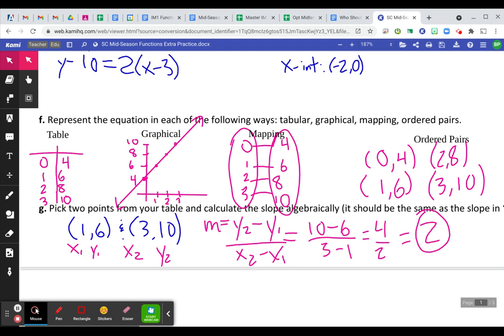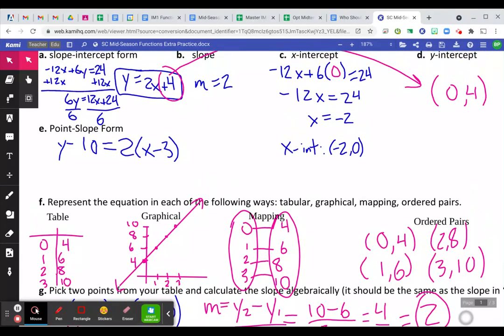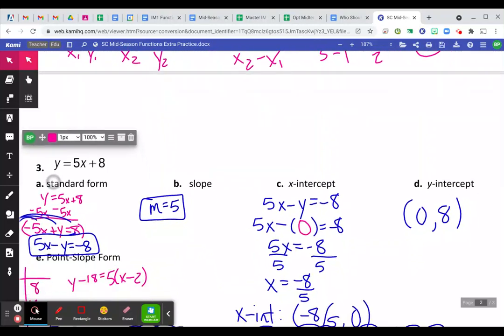I did y2 minus y1 over x2 minus x1. That is solving for the slope algebraically. Plugged in accordingly, 10 minus 6 over 3 minus 1 is 4 over 2, and that reduces to 2. It checks out. The slope is 2. The common difference is 2. The slope up here is 2. The slope over here is 2. It all checks out. It should all be the same.